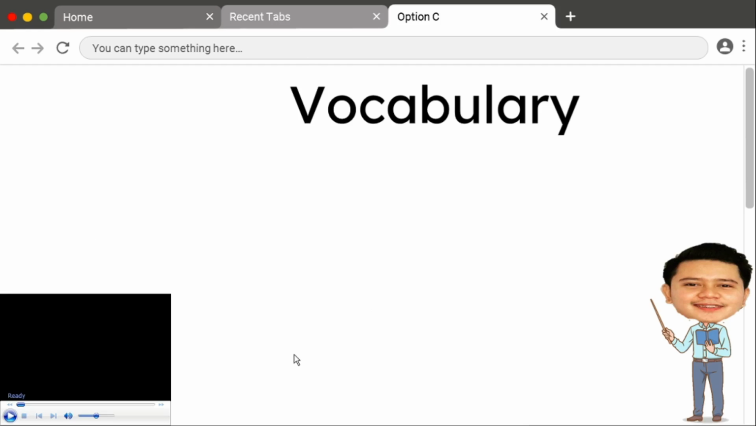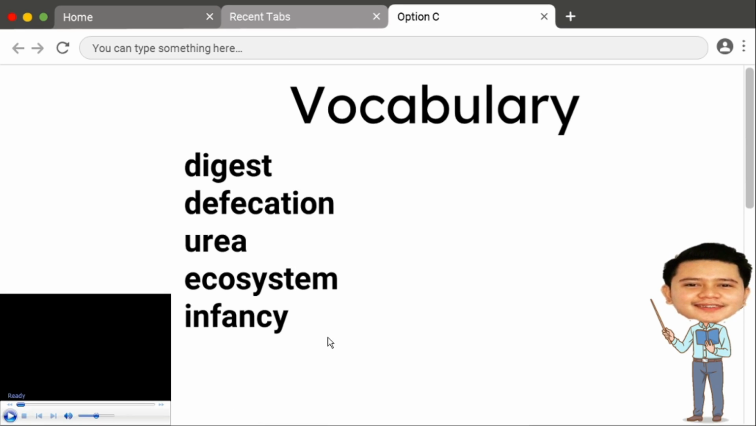So these are the vocabulary words. Repeat after me, okay? First one we have digest. Again, digest. Defecation. Urea. Ecosystem. Infancy. Very good.